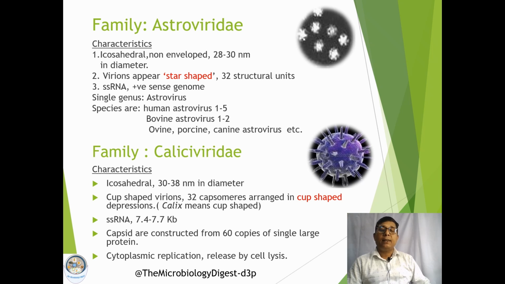Next family is the Caliciviridae. Characteristics of this family include it is an icosahedral virus, 30 to 38 nanometer in diameter. This has cup-shaped virions. The virions are cup-shaped with 32 capsomers arranged in cup-shaped depressions. Genome is single-stranded RNA and size is 7.4 to 7.7 kilobase. Capsids are constructed from 60 copies of a single large protein, and it replicates in the cytoplasm and is released by cell lysis.